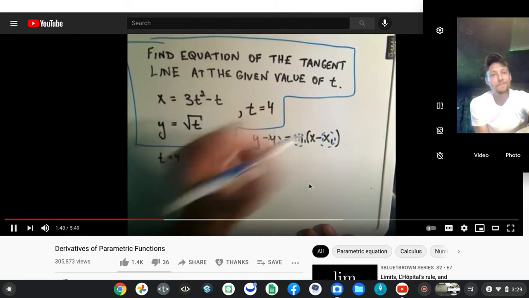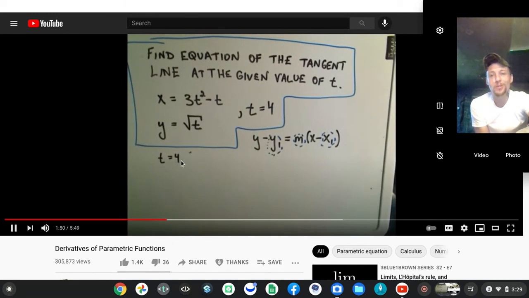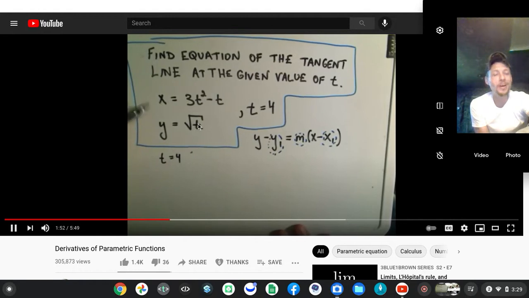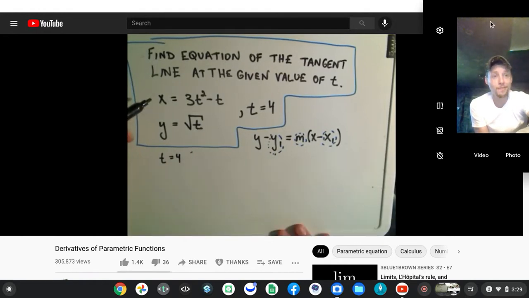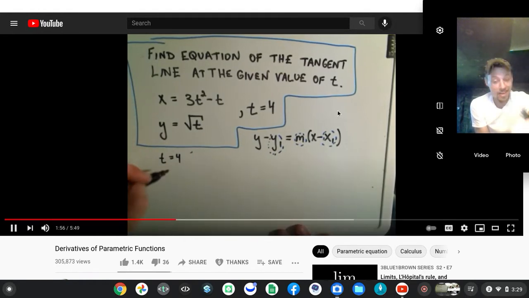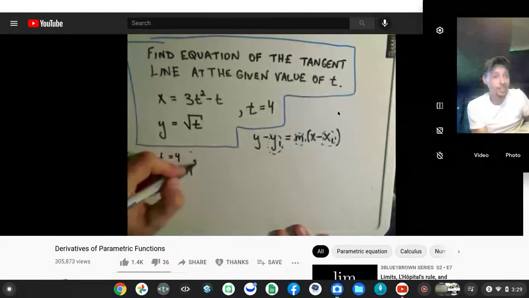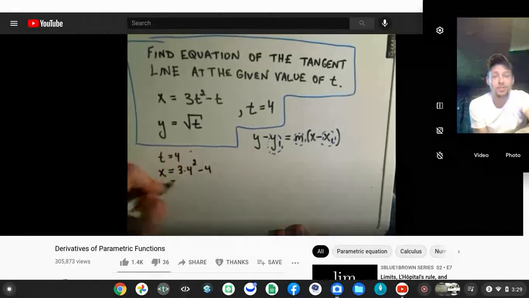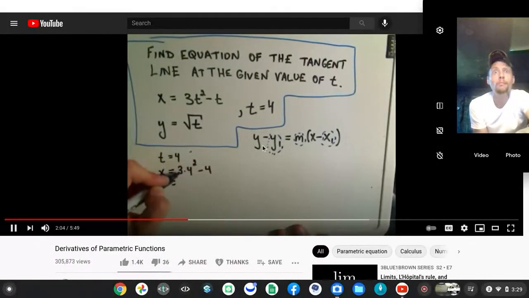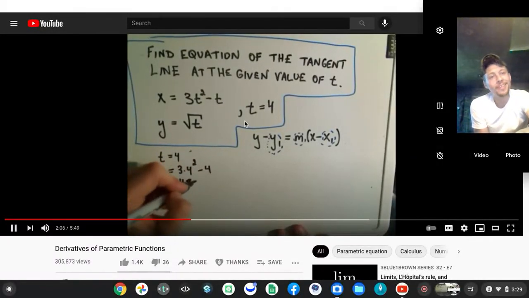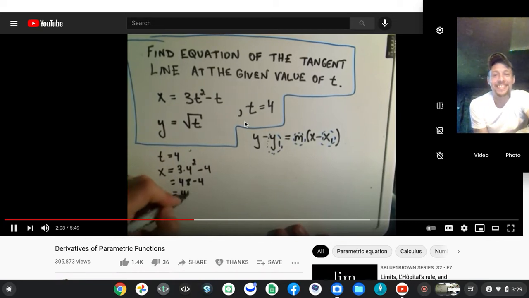So we figure out the x and y values using the x and y equations. It says if t equals 4, we'll get x equals 3 times 4 squared minus 4. 4 squared is 16. 16 times 3 is 48. Minus 4 says we get 44.